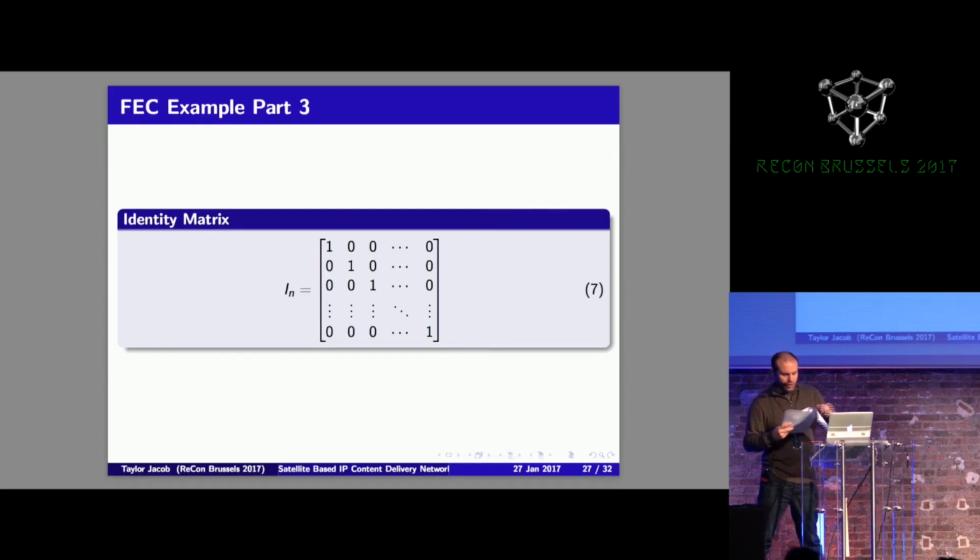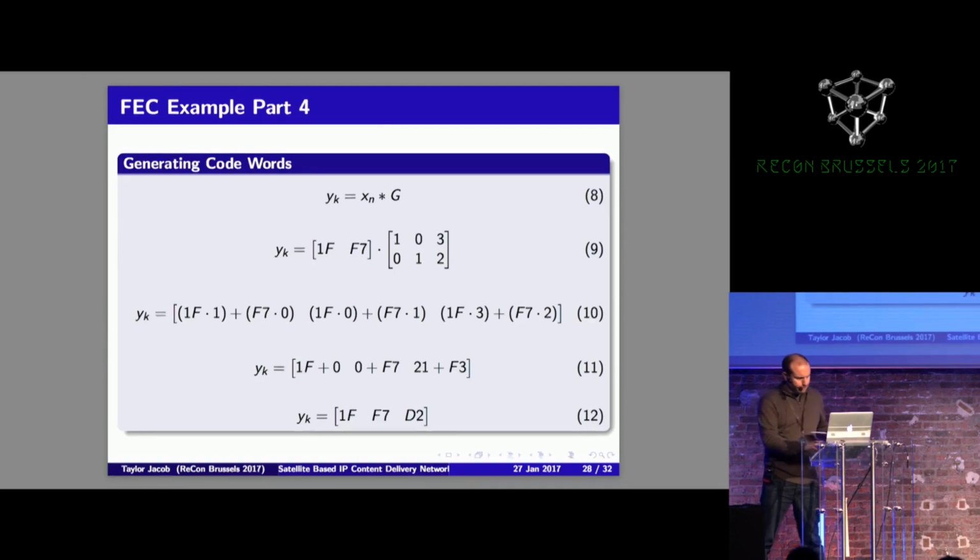And you'll notice the 2x2 part on the left of the matrix is all ones in the diagonal space. This is called the identity matrix, and it'll also prove very useful later on in the FEC scheme. Okay, so for the 2 bytes that we want to protect, they're 1F and F7, and I got these values from actual packets, and you can see that in figure 9 here.